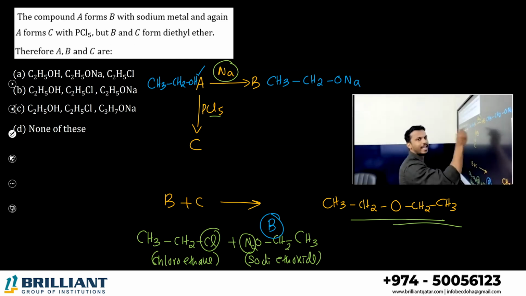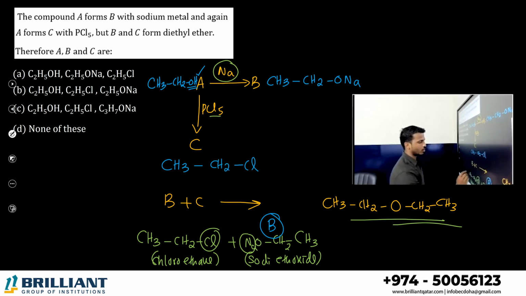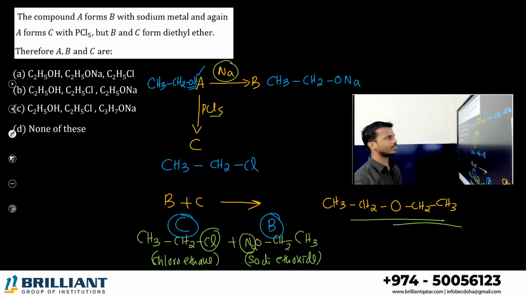Ethanol treated with PCl5: you know, PCl5 is a chlorinating agent. It will replace the OH group by Cl, giving CH3CH2Cl. So this is your compound C. Correct? So identify A, B, C. A is ethanol, B is sodium ethoxide, C is ethyl chloride or chloroethane, right? Option A is the correct answer.